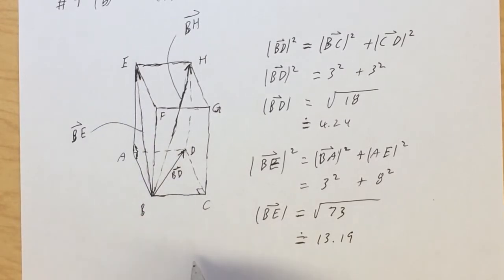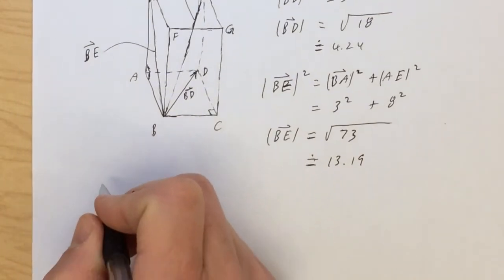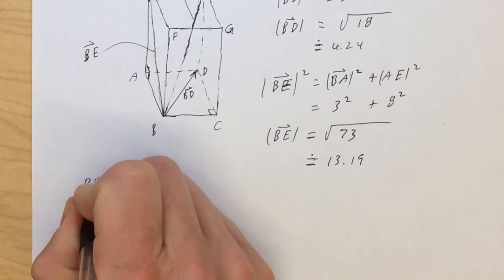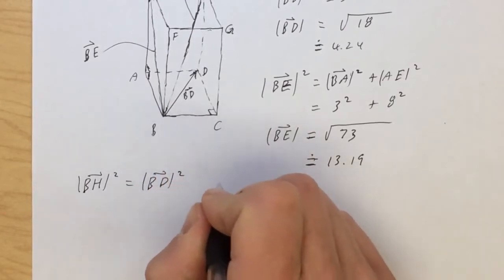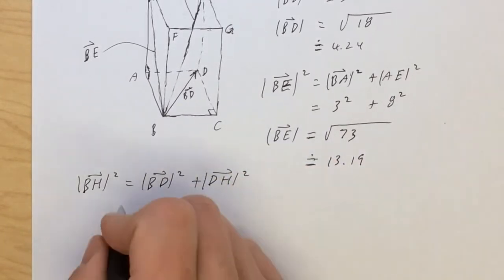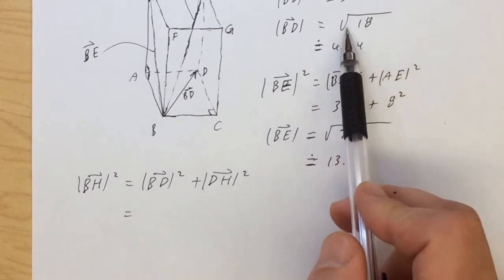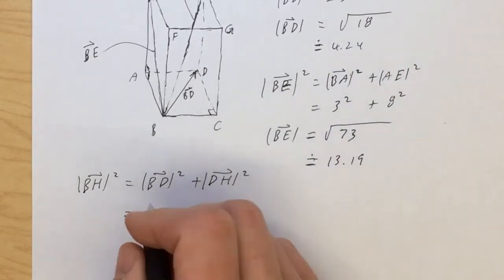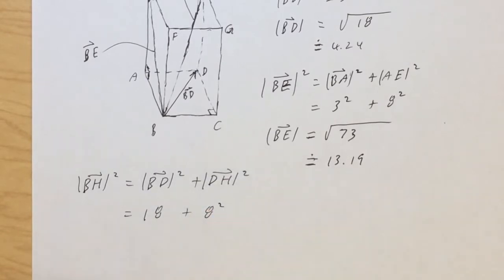Okay? So I'm going to choose BD and DH. So for this one, all right, BH magnitude squared equals BD squared plus DH squared. Okay? And we know these numbers. BD squared is what? Yeah? 18. So we can go right back up here to the exact value. If you square root 18, you're going to get 18. Okay? And DH squared is going to be plus 8 squared, which is 64, right? And 64 plus 18 is?